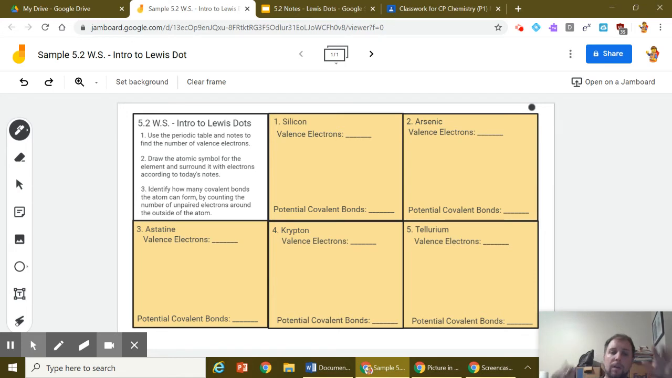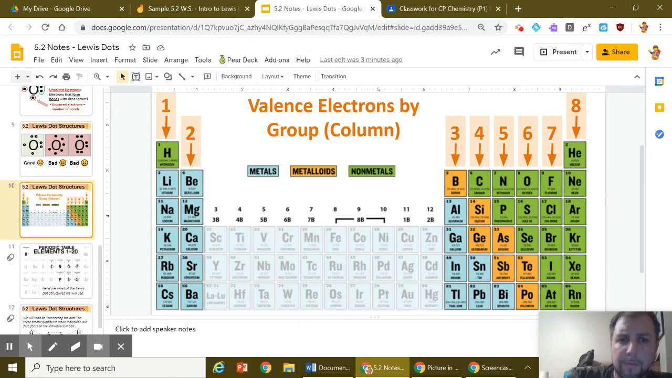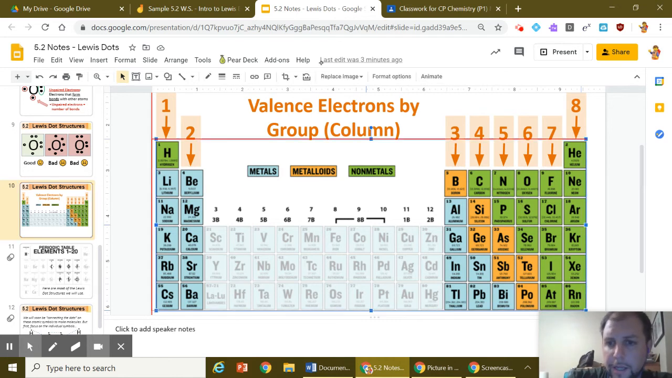Okay, so here we go. Let's do some of these Lewis dot structures. Now, what is the Lewis dot structure for silicon? Let me find silicon on the periodic table. All right, silicon is here.